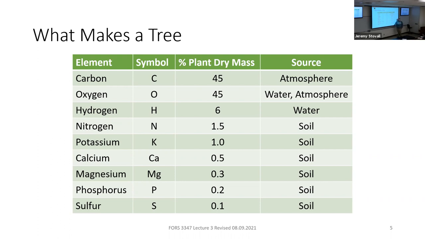Now it's a phospholipid bilayer. You've got phosphorus. It's an important element in cell membranes. And so that's where we start picking up some of our phosphorus.